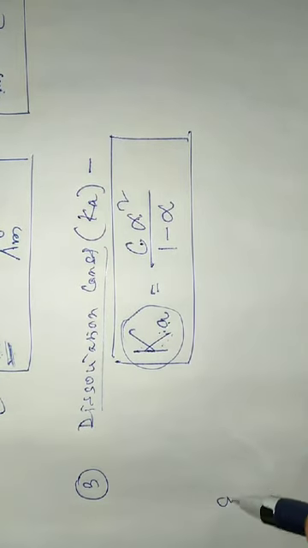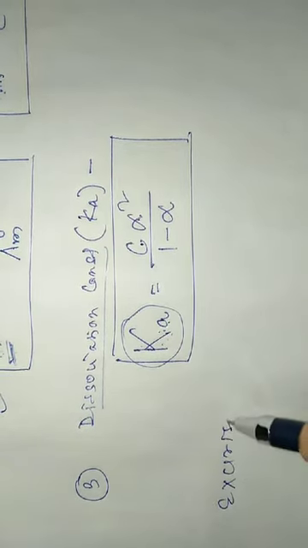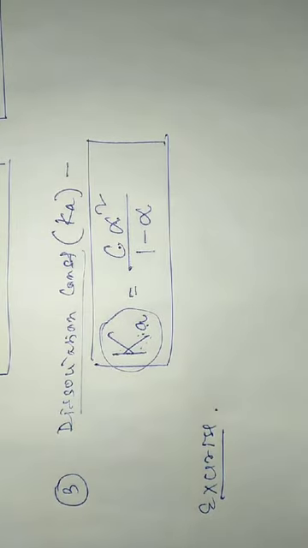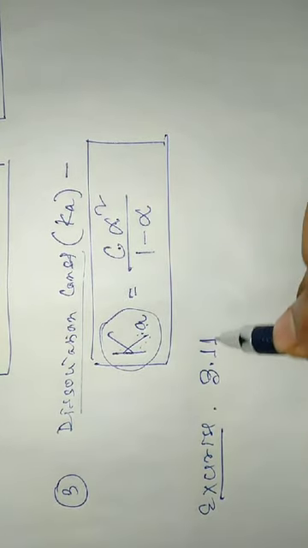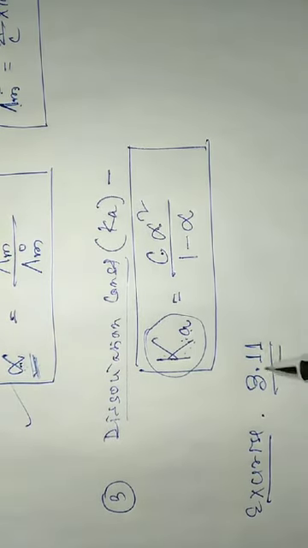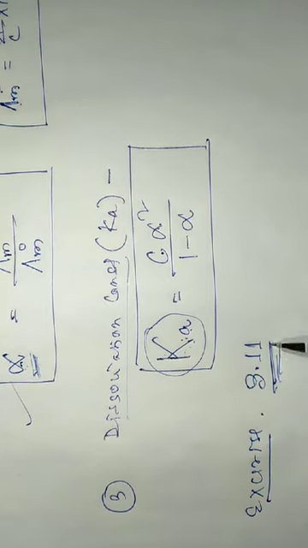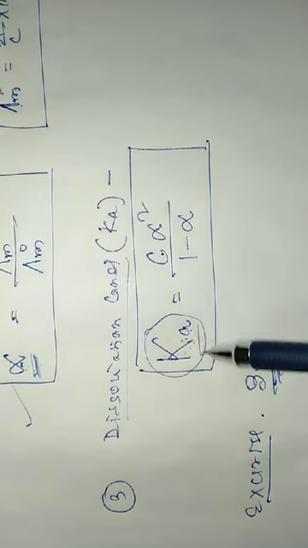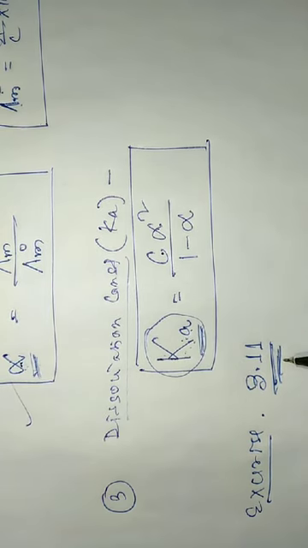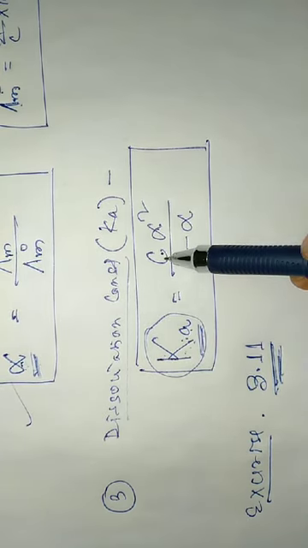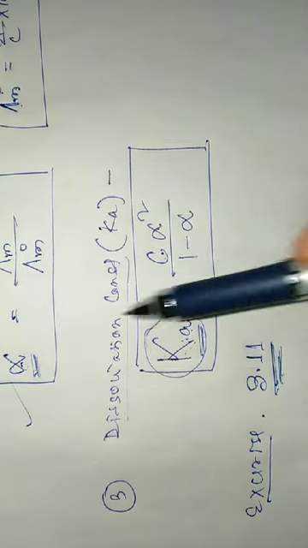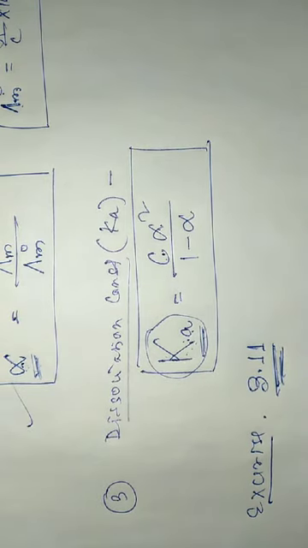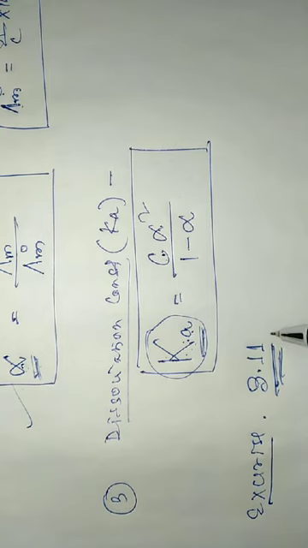So in the exercise, one numerical is given, numerical number 3.11. In this numerical we have to calculate the dissociation constant Ka of an electrolyte. To calculate the Ka, the concentration of the solution is given, and other quantities are also given in the question. So I hope you will discuss this numerical from your textbook.